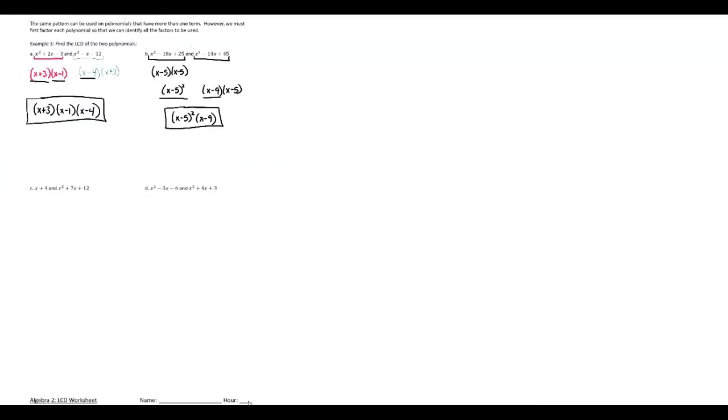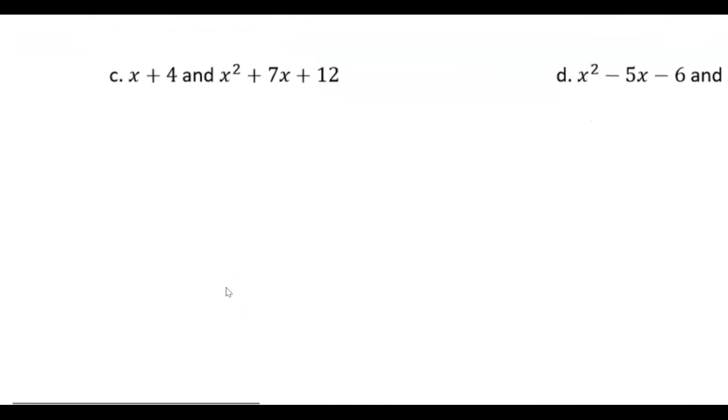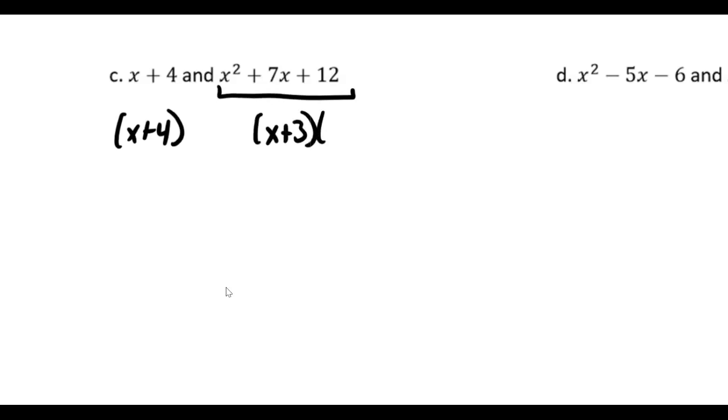Okay, back over here to this one. So I have x plus 4. Okay, that can't be factored, so I literally just have x plus 4. Now let's factor this one. What multiplies to 12 and adds to 7 is 3 and 4. So x plus 3, x plus 4. So compare each factor one at a time. First I'm comparing the x plus 4. It happens one time on both sides from both terms, so I'm just going to have it once.